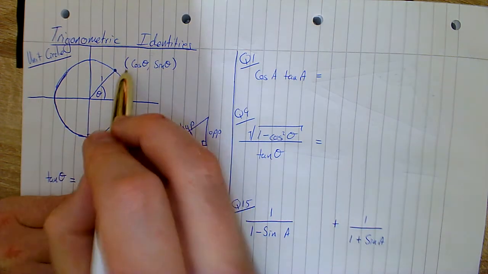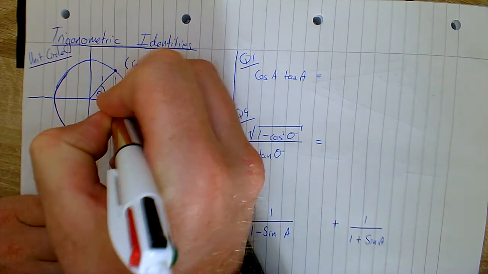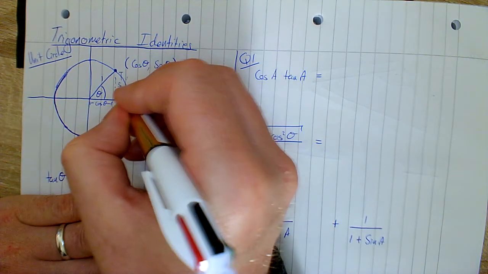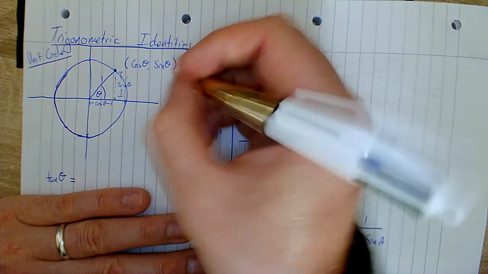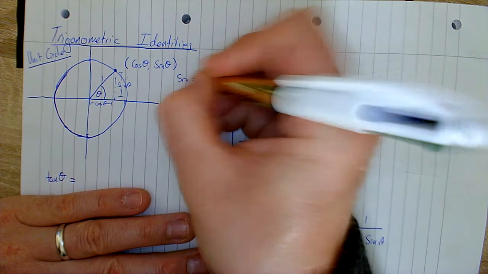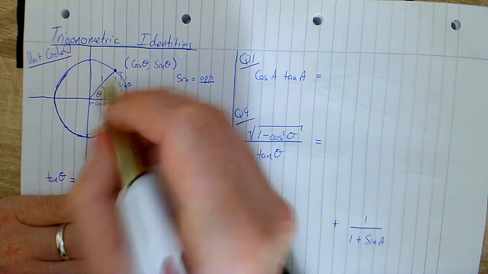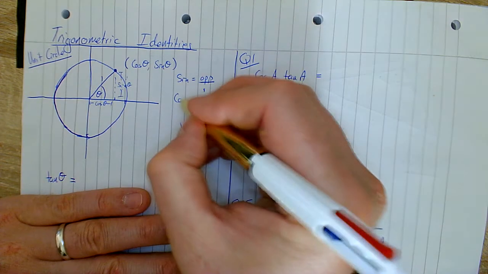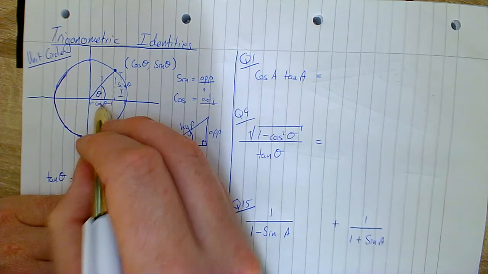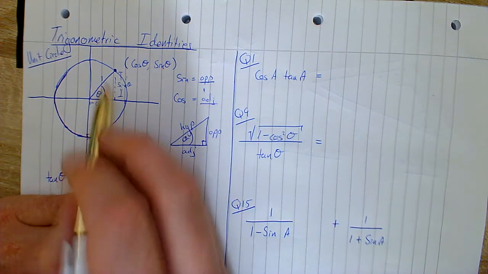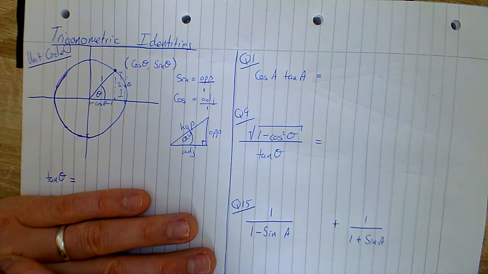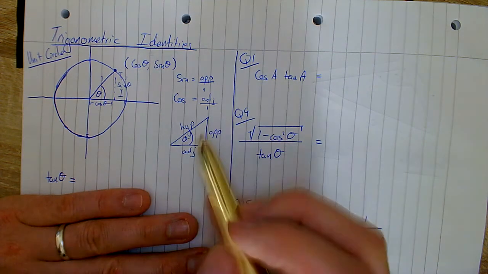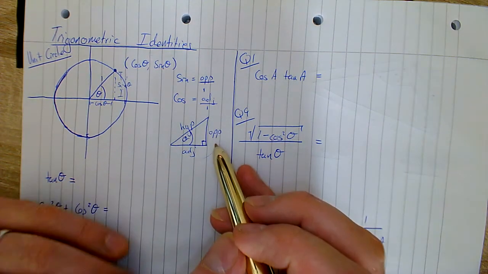What we've seen before is that the x-coordinate is the cosine of theta, and the y-coordinate is the sine of theta. If you like, you can say sine is opposite over hypotenuse, but hypotenuse is just 1, so sine needs to be the opposite. And similarly, cos is adjacent over hypotenuse, and the hypotenuse is 1, so cos needs to be the adjacent.